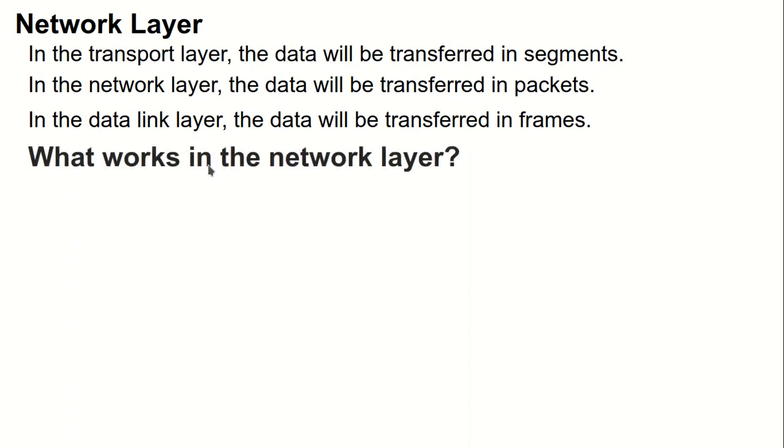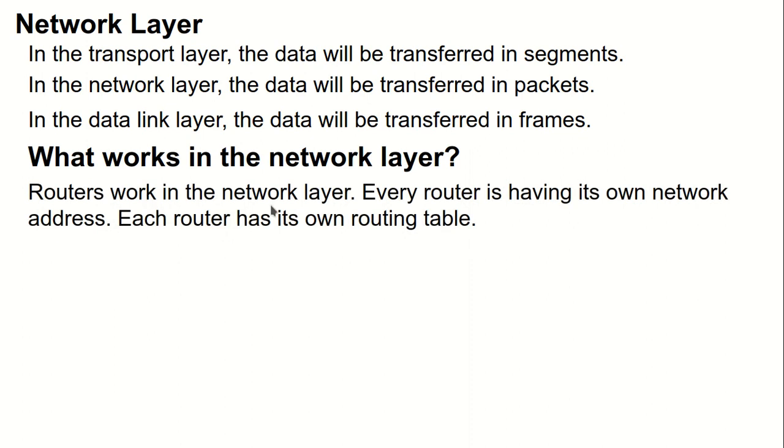Alright. So what works in the network layer? Basically the routers work in the network layer. Every router has its own network address. This network address will identify the router, as in the previous video I showed you that the IP address will identify the computer. Similarly, the router will be identified through its network address. Each router has its own routing table. The routing table will show where the destination is and how you can reach it.